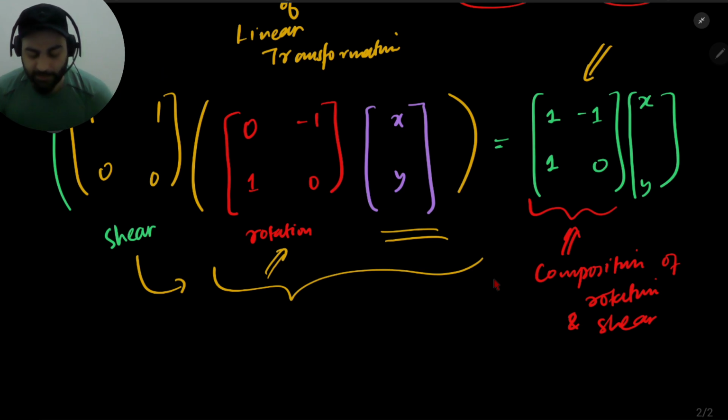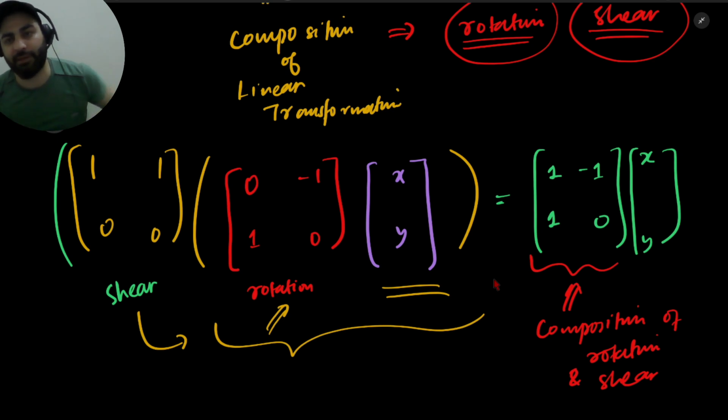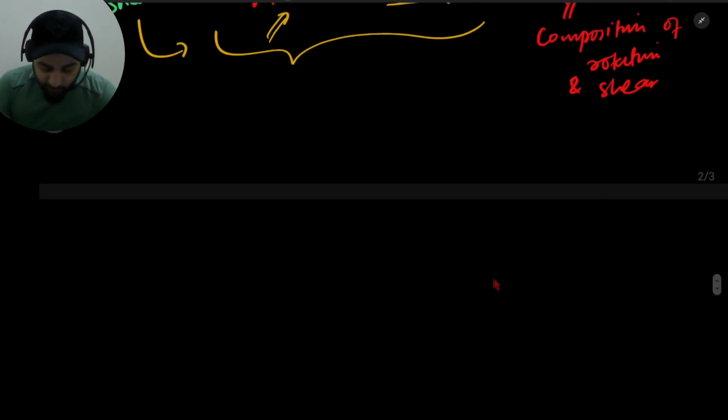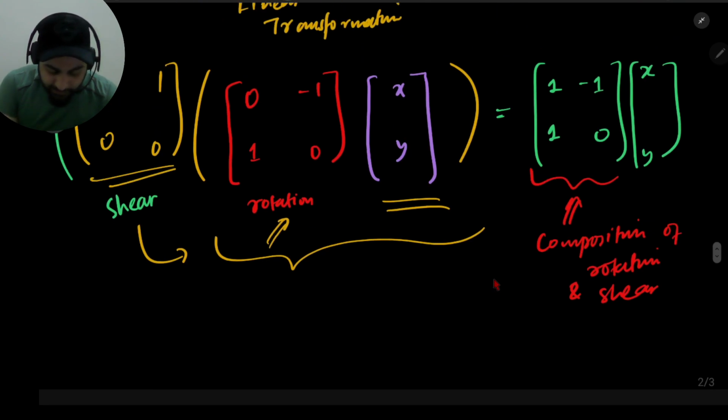Okay, are you with me till this point? Do you sort of accept that this matrix over here is the composition of rotation and shear? That's the thing I want to establish first, because after this we'll connect matrix multiplication with linear transformations. I want you to ingrain this into your head. That means the shear and rotation matrices multiplied must be equal to the composition matrix, that is this matrix over here.